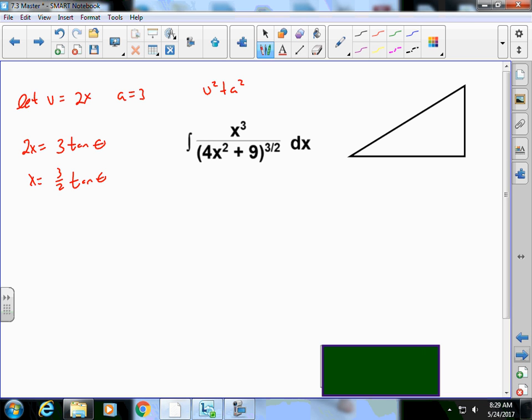For what we need with it, we'll take the derivative of both sides. dx is equal to 3 halves secant squared theta d theta. But based off of this one here, we say that tangent theta is equal to 2x over 3.